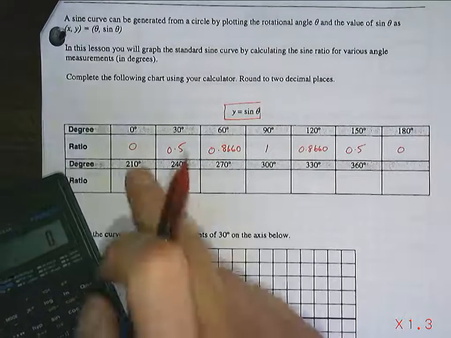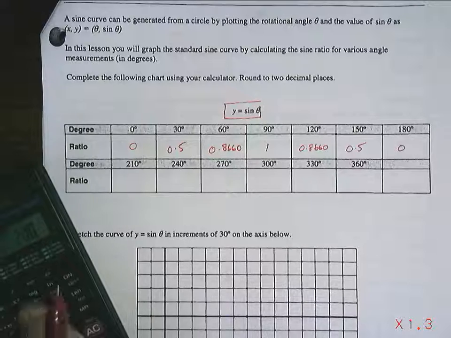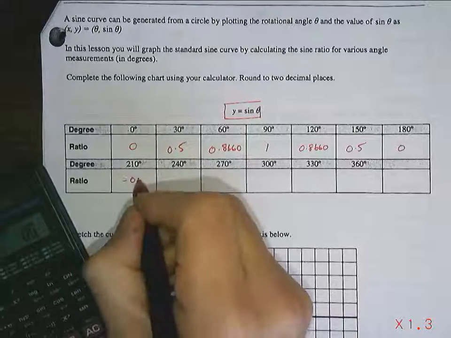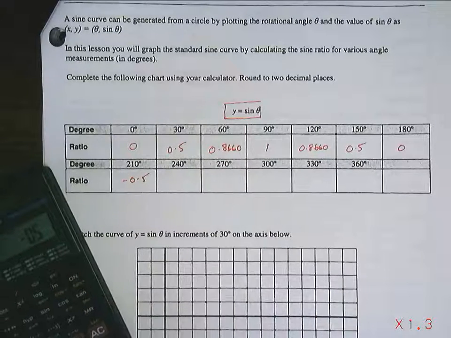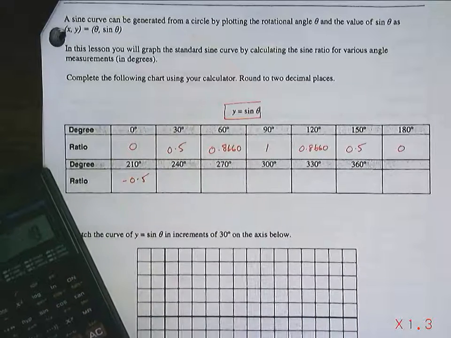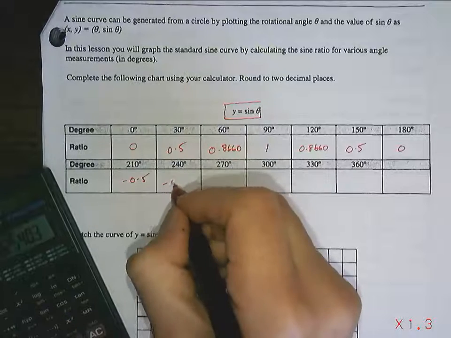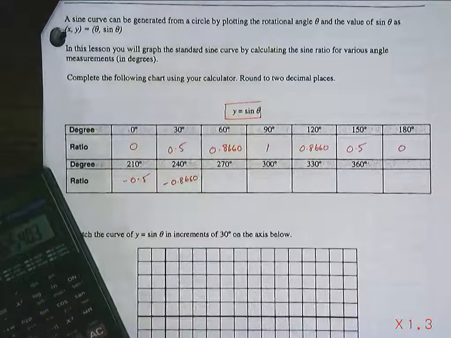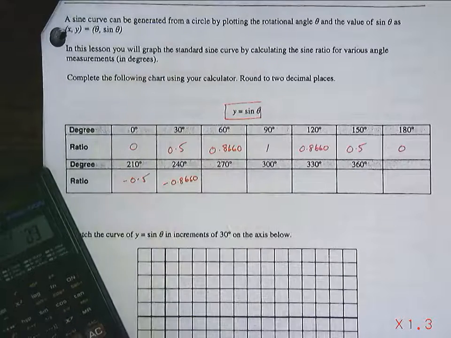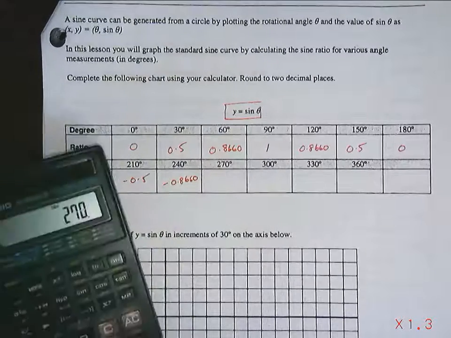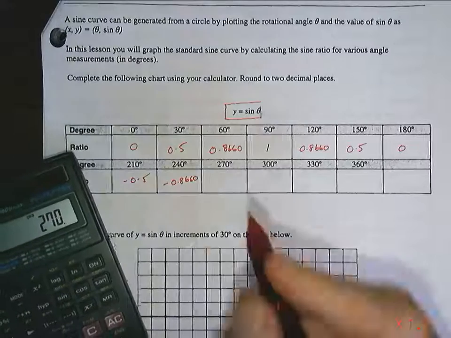All right, let's do sine of 210. My goodness. It's almost like they're connected. Negative 0.5. Negative 0.8660. What do you think sine of 270 is before I plug it in? What do you think? Negative 1.